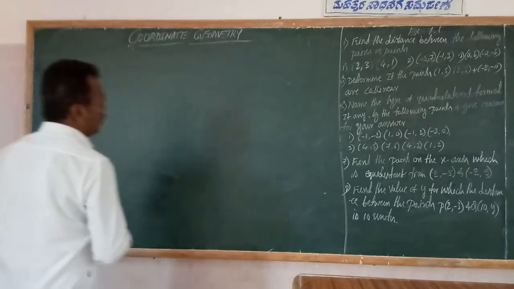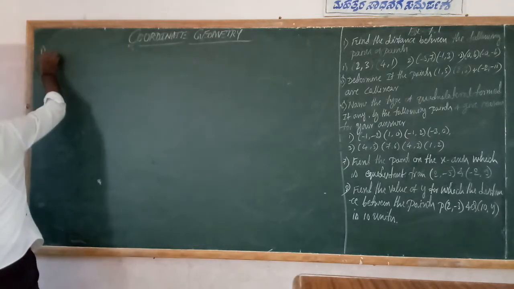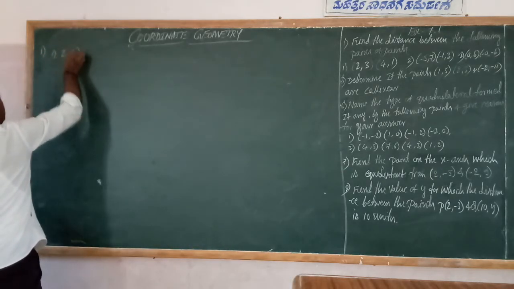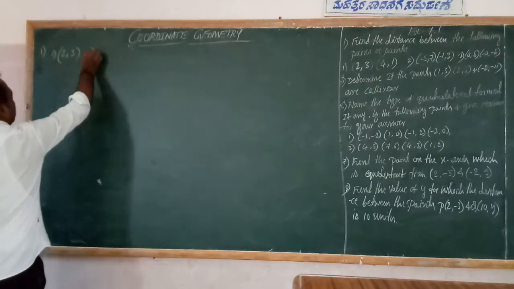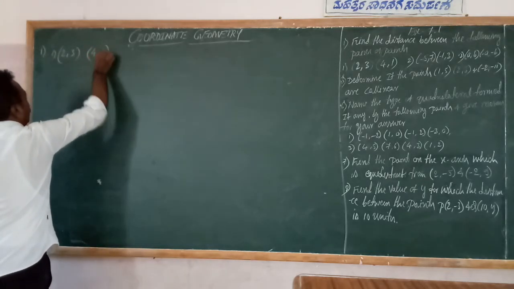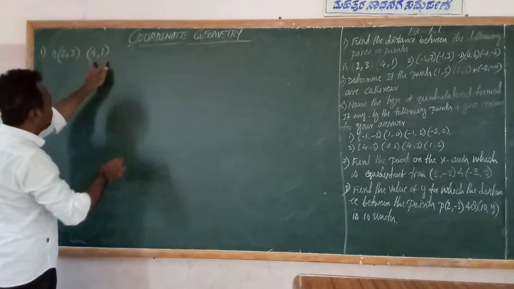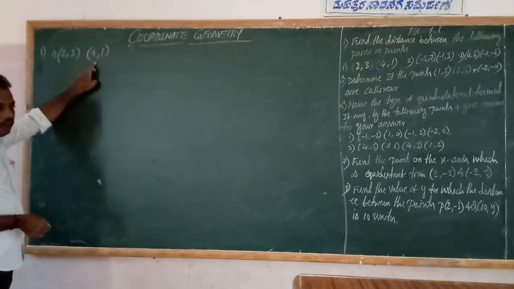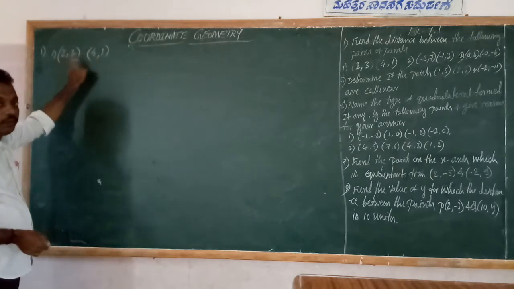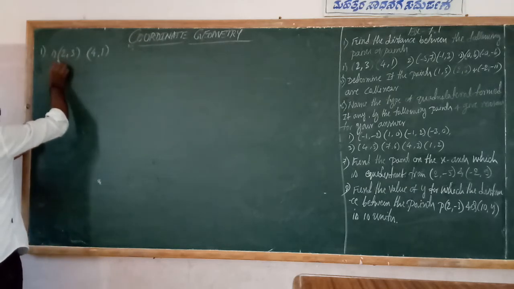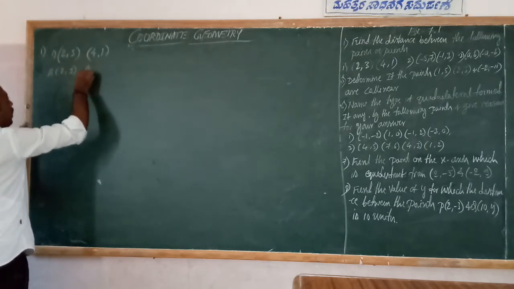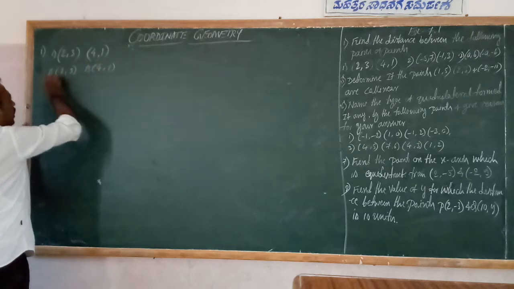See, for example, the first one: 2, 3, and another one is 4, 1. So there are 2 points. What is the distance between these 2 points? So what is the distance formula? We can take A of 2, 3 and B of 4, 1. We can take any letters.